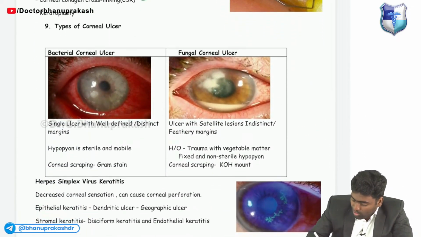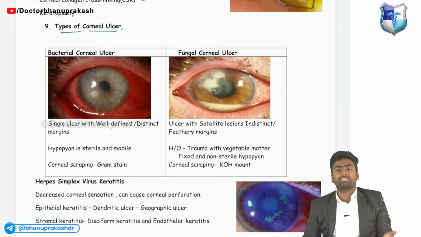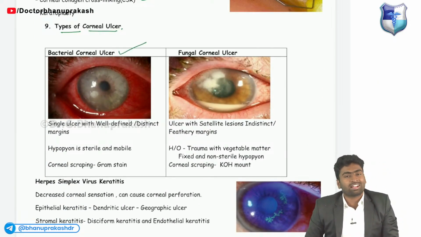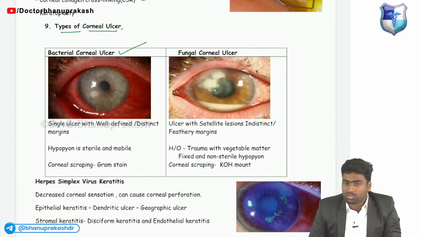Next, we'll come to this corneal ulcer. In corneal ulcer, usually they will give the history. Like if it is a bacterial ulcer, they usually tell there is a contact lens user, and he or she doesn't remove this contact lens for a longer period of time.